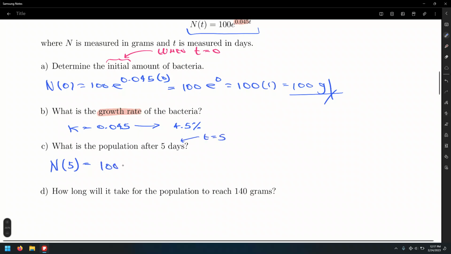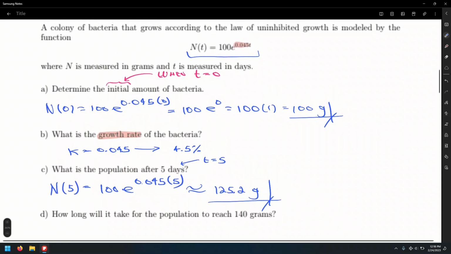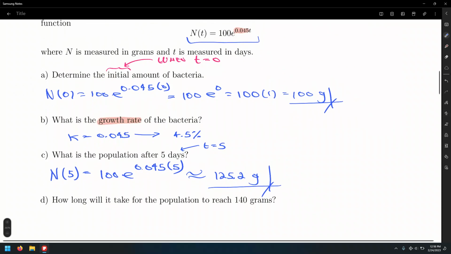and that's 100 e to the 0.045 times 5. Let's simplify this using our graphing calculator, and I get an approximate result of 125.2 grams. Of course, you should get a larger value than the initial population here, because we're talking about growth.